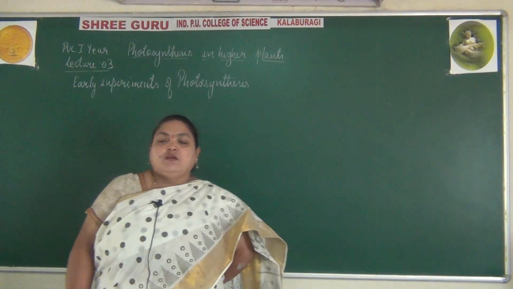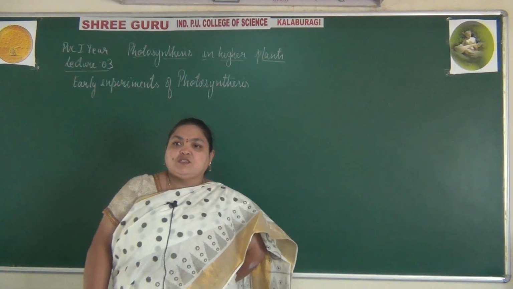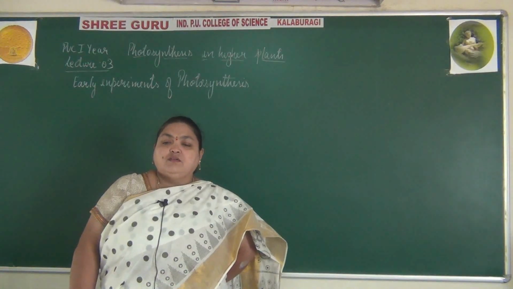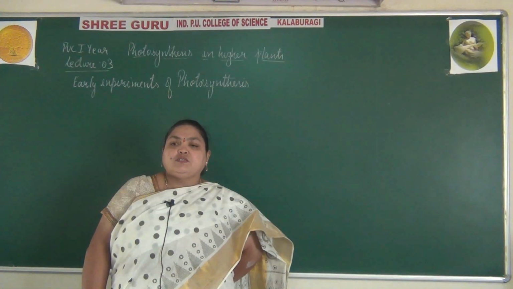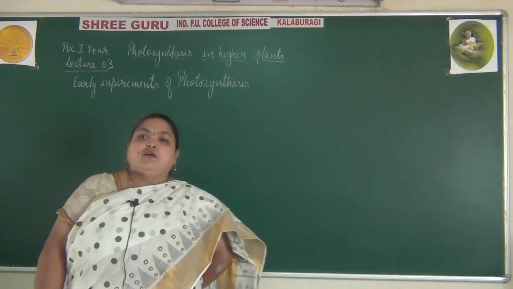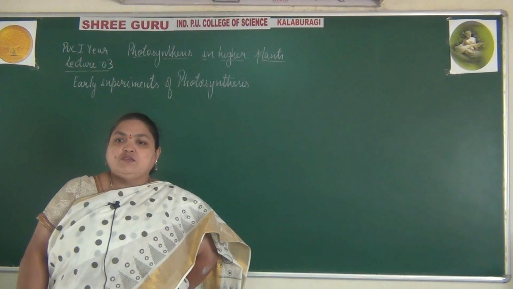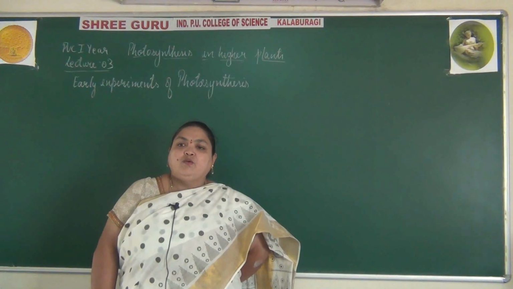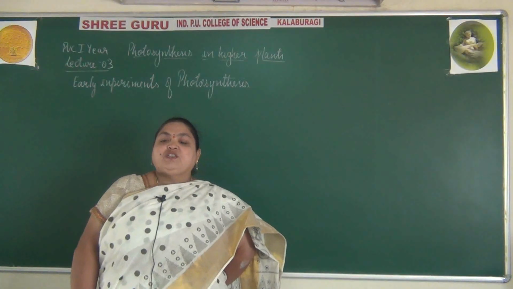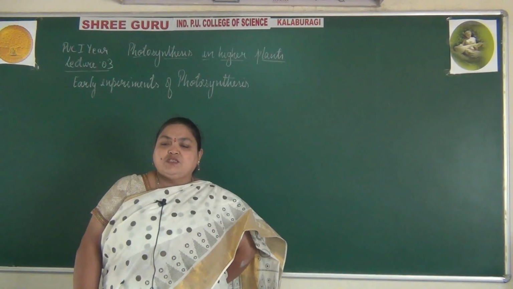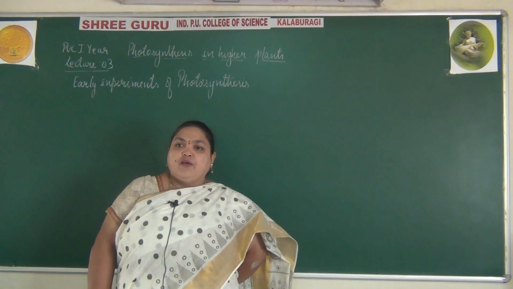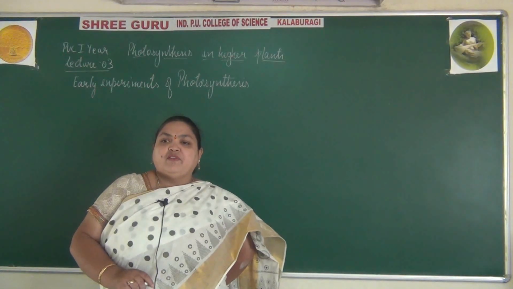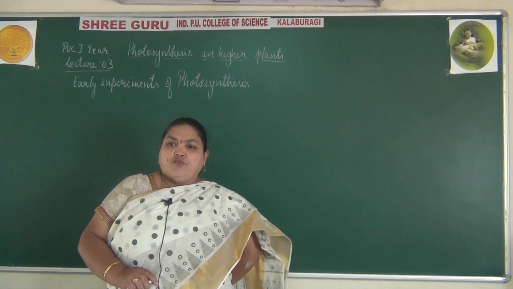Good morning, students. We'll continue with the topic photosynthesis in higher plants. In the previous classes, we have dealt with the introduction part of photosynthesis, the definition, the importance of photosynthesis, the raw materials, the structure of the chloroplast, the chlorophyll pigments, the rate of photosynthesis, and the wavelength that is being used in the process of photosynthesis.